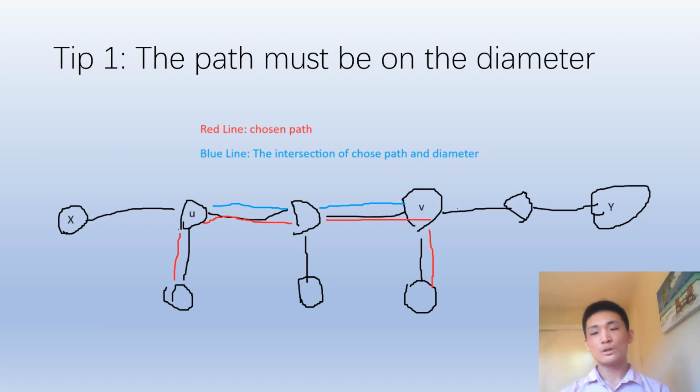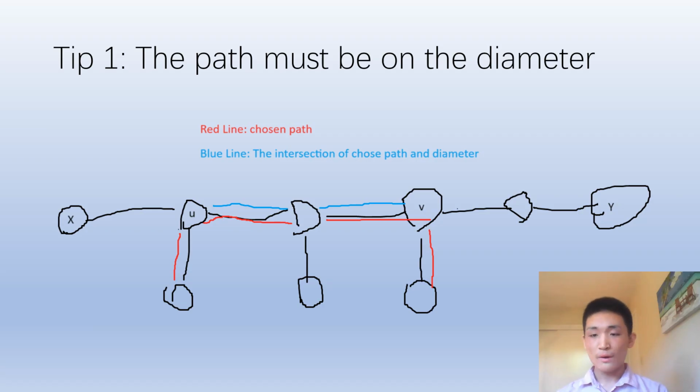Why is that true? Suppose we have a node in the subtree of U, and the distance between that node and U is greater than the distance between U and x. Then that node could be x instead, and the weight of the diameter would increase. That leads to a contradiction, right?